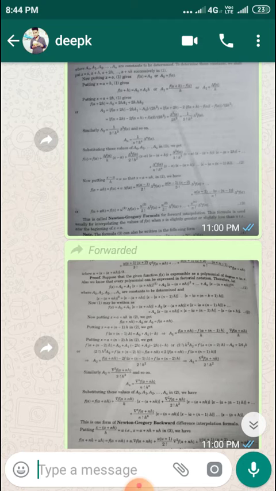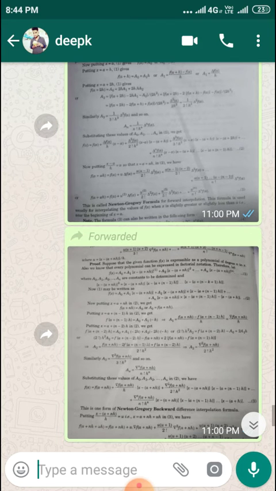Now putting (x minus a) upon h is equal to u, and x is equal to a plus uh in equation 2. So we have f(a+uh) is equal to f(a) plus u delta f(a) plus u(u minus 1) upon factorial 2 delta 2 f(a) plus u(u minus 1)(u minus 2) upon factorial 3 delta 3 f(a) dot dot dot plus u(u minus 1) dot dot dot (u minus n plus 1) upon factorial n delta n f(a).